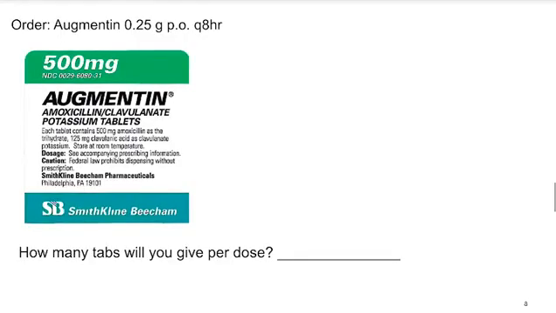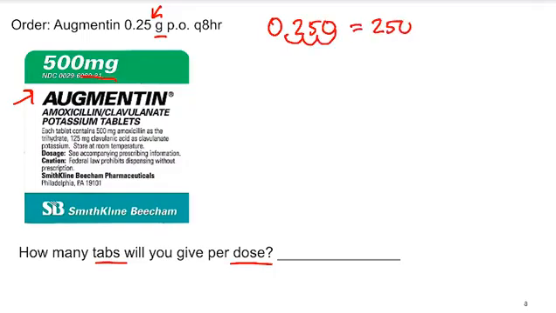Again, we're going to read the end of the question first. Tabs per dose. I need my doctor's order and I need my drug label concentration. And again, grams, milligrams. I know I'm going to need to convert just to start. 0.25 times 1,000 is 1, 2, 3 decimal places. That's going to equal 250 milligrams.